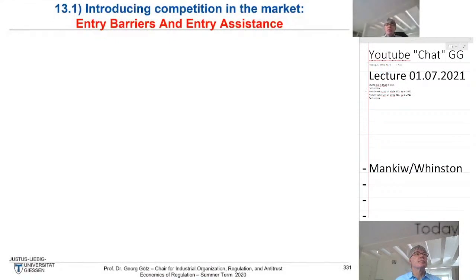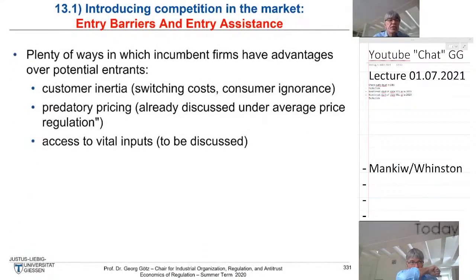Entry barriers and entry assistance. So the starting point is that rather than getting excessive entry in many of our network industries, the problem is that it's hard to get an entrant at all. Okay, why is that so? Because incumbent firms typically have advantages over potential entrants. I already told you about customer inertia, consumer ignorance about new offers, and there are switching costs to move your phone provider or your electricity provider and so on.